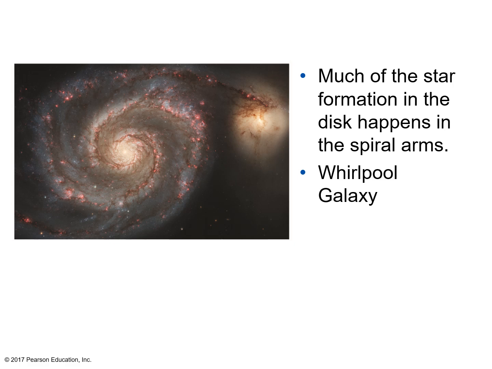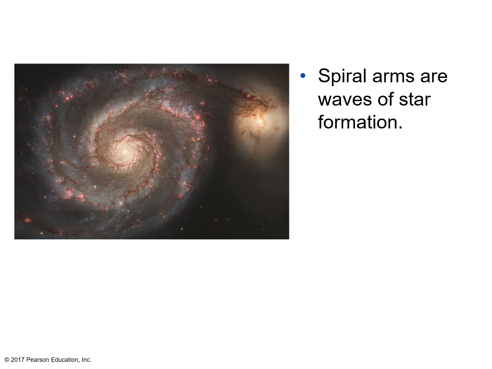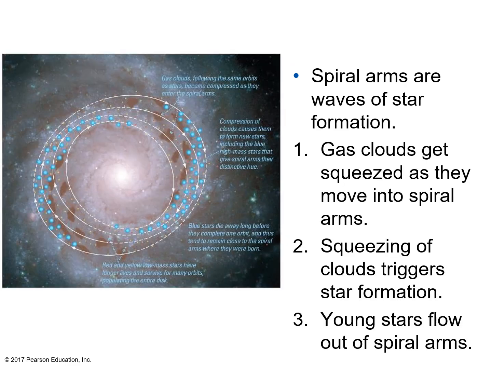You notice as you look at the picture, the various colors. You see yellow, particularly in the bulge, but you see red, you see blue. Wherever you see blue, that just shows that the light is dominated by bluish stars. There's a lot of those bright blue stars, which means there's a lot of active star formation. The spiral arms are waves of star formation. What happens with a spiral arm, the gas clouds get squeezed as they move into the spiral arms. The squeezing of the clouds triggers star formation, and young stars flow out of the spiral arms.